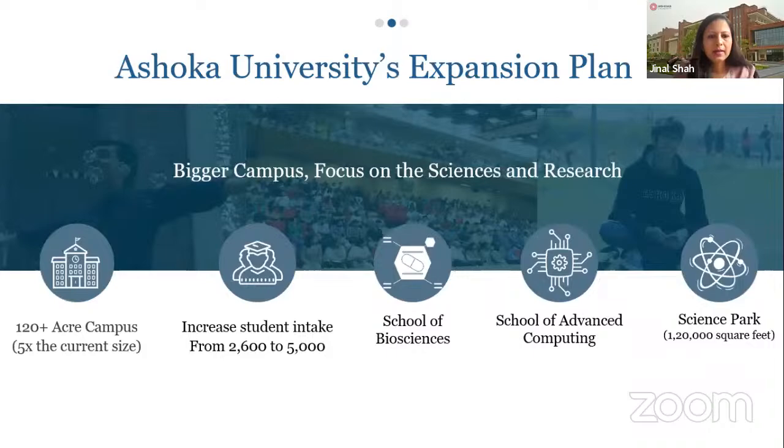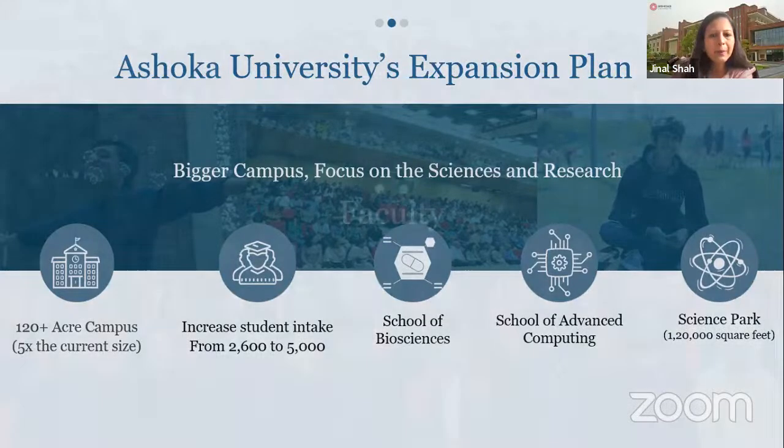Here's our expansion plan. In another 5 years, we're looking at expanding to 120 acres of campus. Right now, we are a 25-acre campus, another 25 acres is in the making, which we've looked at, and there are additional plans to expand the campus. So we'll increase our intake from 2,600 students to 5,000 students, with focus on schools of biosciences, schools of advanced computing, and a science park, which is going to be completely dedicated space. So that's about the Ashoka expansion plan.